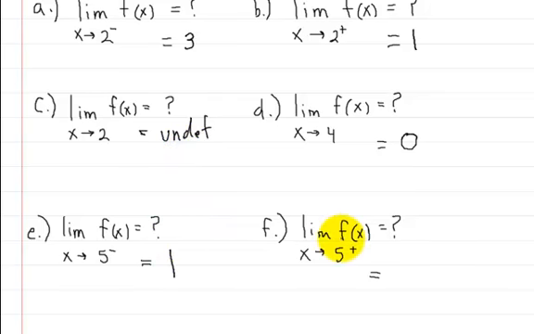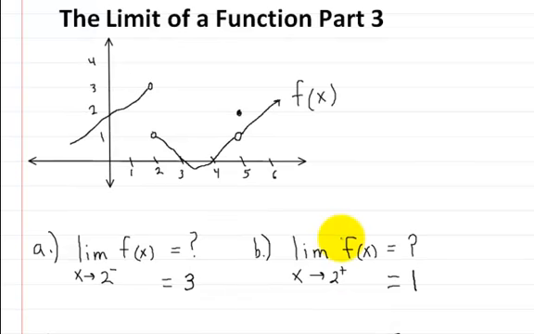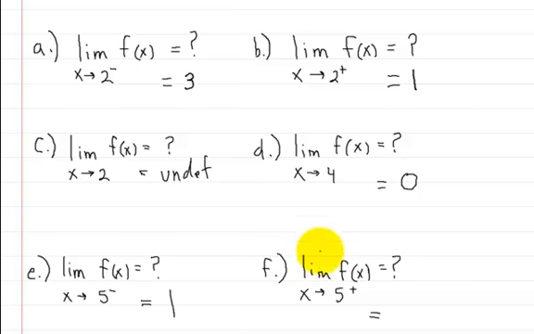What about when we approach it from the right? Okay, so if we're over here and we're approaching from this side, we're actually approaching this value right here, which is, again, 1. So when you're taking the limit of f of x and x is approaching 5 from the right, you're going to get 1 again.